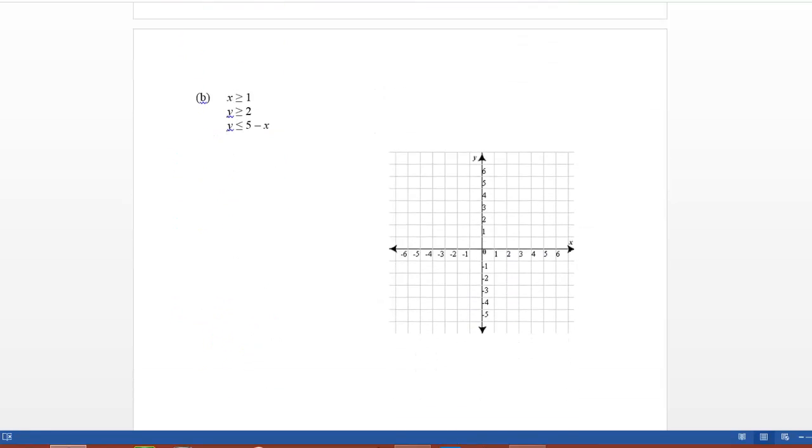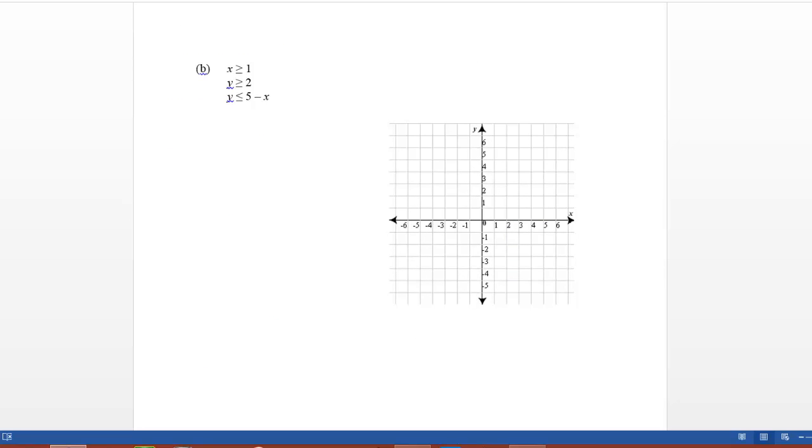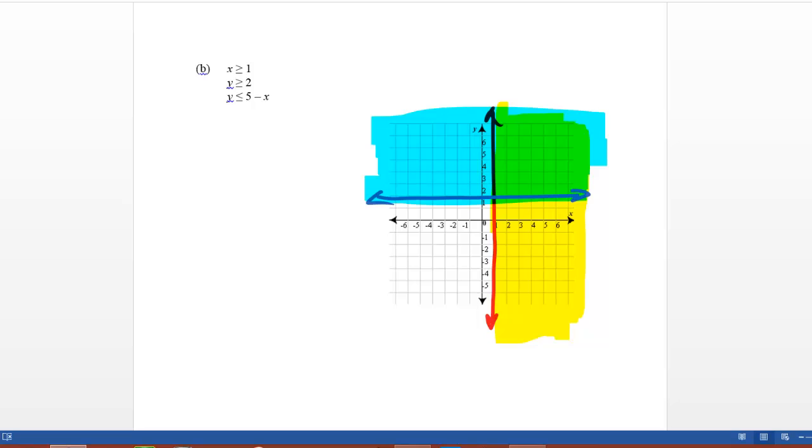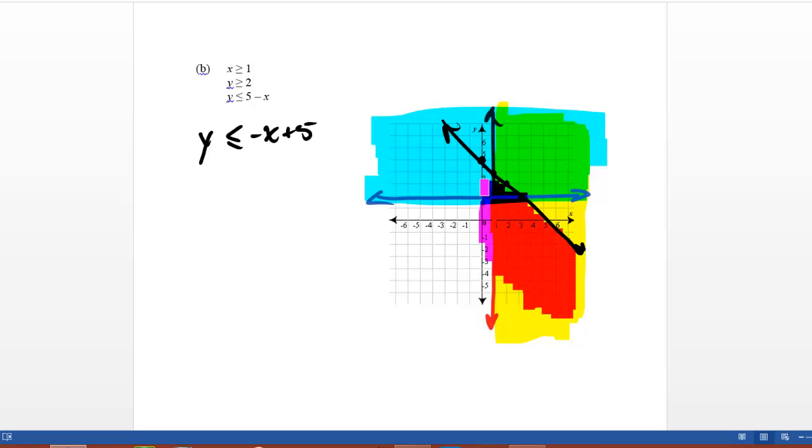Alright, let's look at one more. Instead of using the axis, we have something a little bit different. So we have x is greater than or equal to 1. Then I have y is greater than or equal to 2. And then lastly, I have y is less than or equal to 5 minus x. So I could also write this as -x plus 5. That would be a little easier to see. So I'm going to go up to plus 5 and down 1 over 1. And so it's equal to, so that's going to give me that. And of course, it's less than that, so everything here.